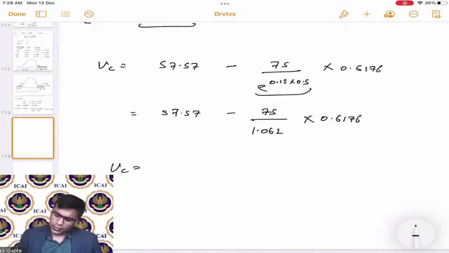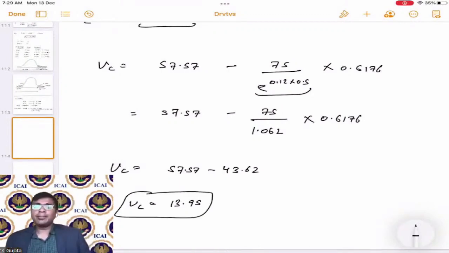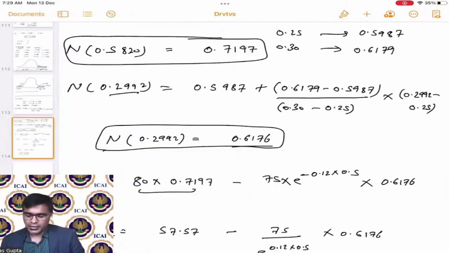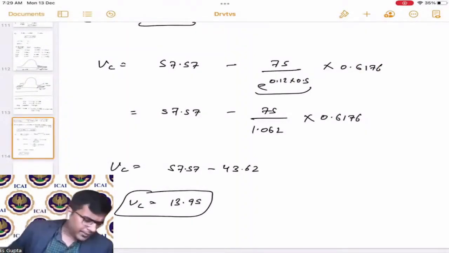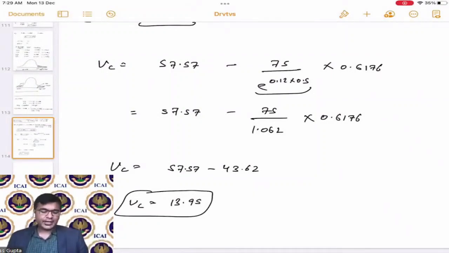The value of the call option is equal to 57.57 minus 43.62, which finally is equal to 13.95. So this is what the premium for a call option should be as per the Black-Scholes model. This entire question was very extensive in terms of the calculation, but the steps are very easy. There is no ambiguity in the steps. We know how to apply it, and then we can quickly solve it.